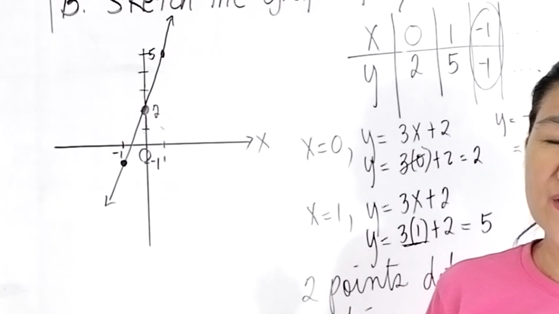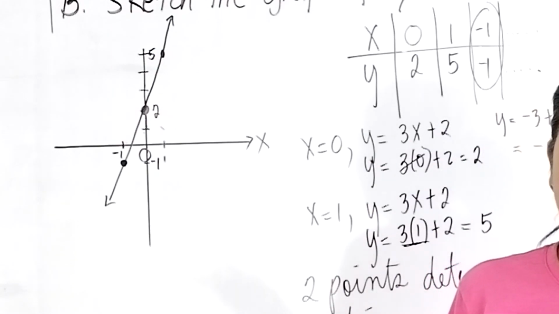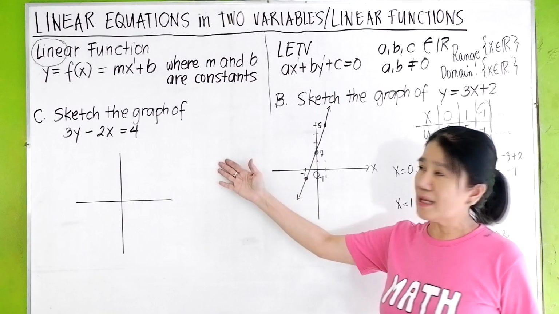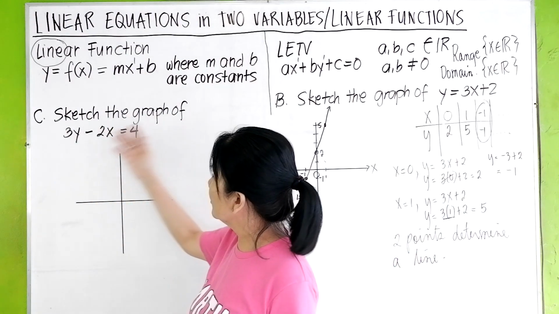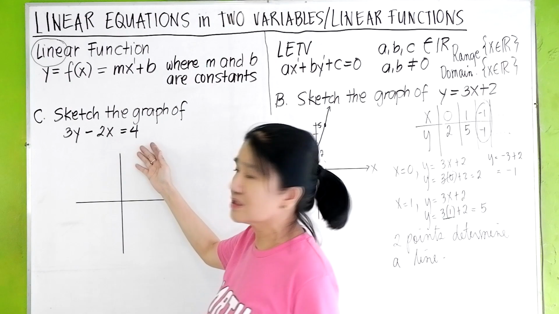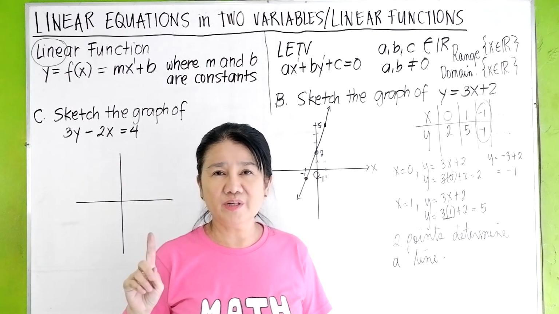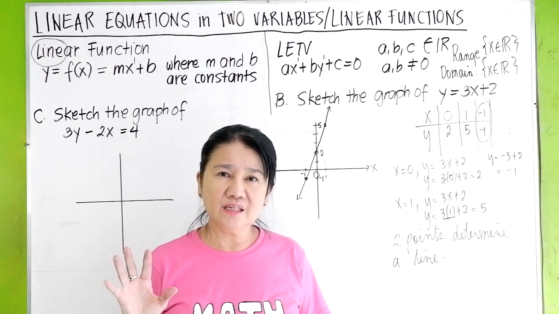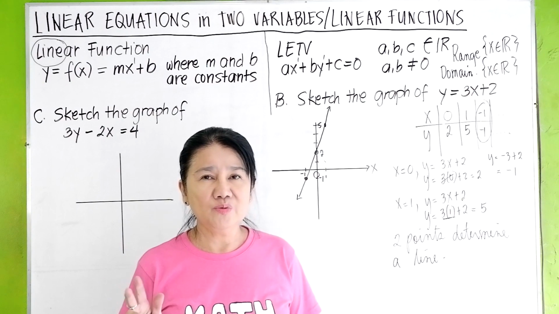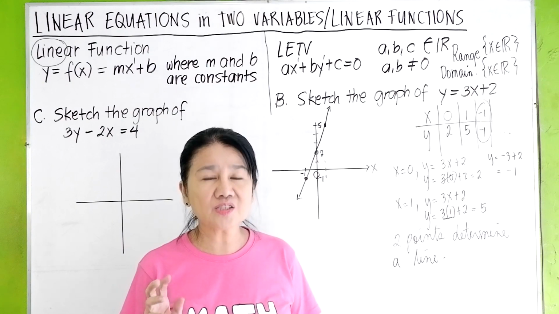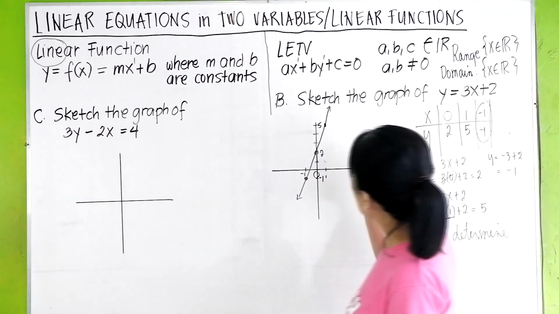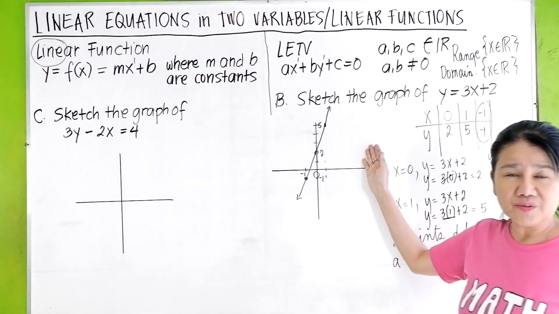Let's move to the next example. In my third example, I'll show you how to sketch the graph of 3y minus 2x equals 4. But this time, we're going to use a different approach, which is by using the X-intercepts and the Y-intercepts. This is shorter than what we did here in letter B.